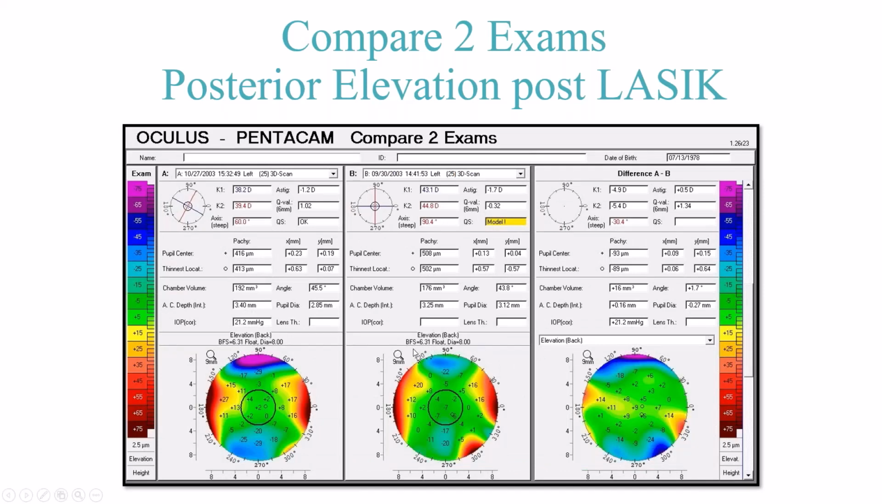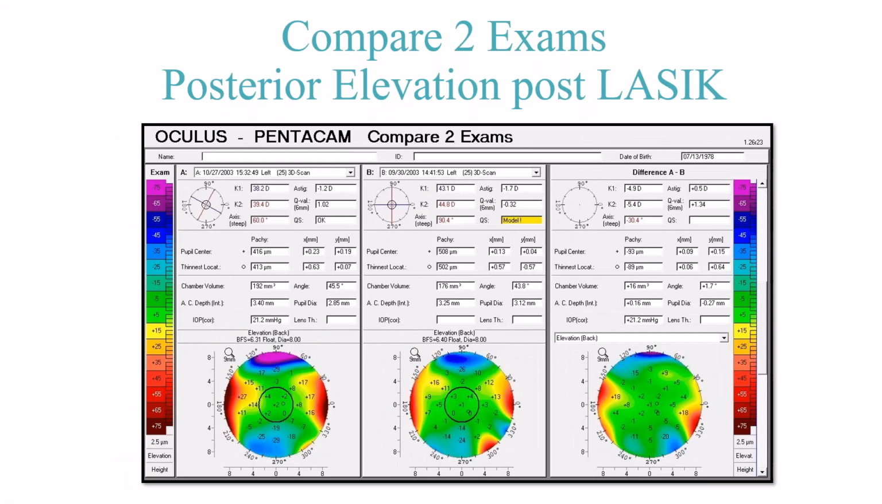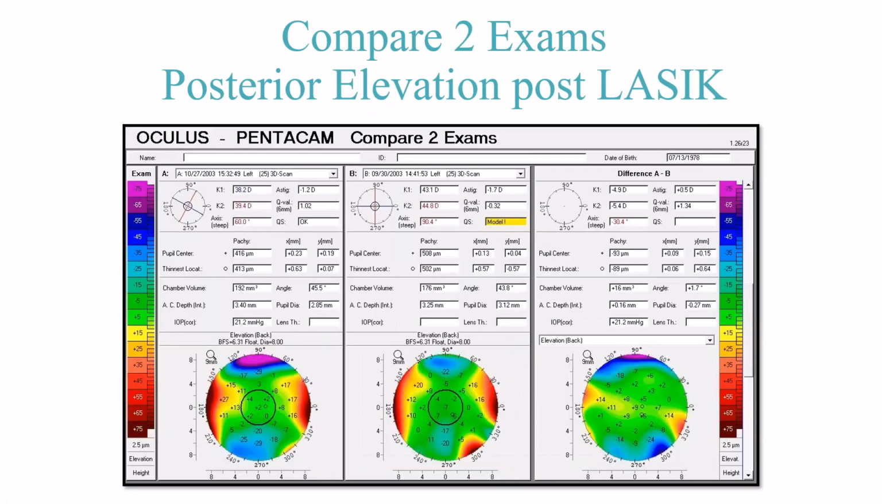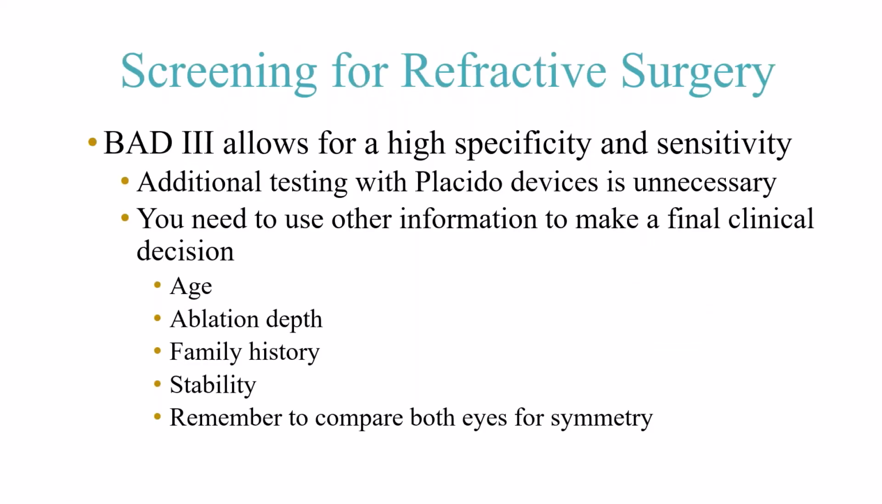And why is that important? Because if you go back to the first one, notice there's very little change shown here. But when we use the same reference surface, notice we go up to +9. So it's a little confusing, but that's probably the most sensitive way to pick up early ectatic change post-refractive surgery.